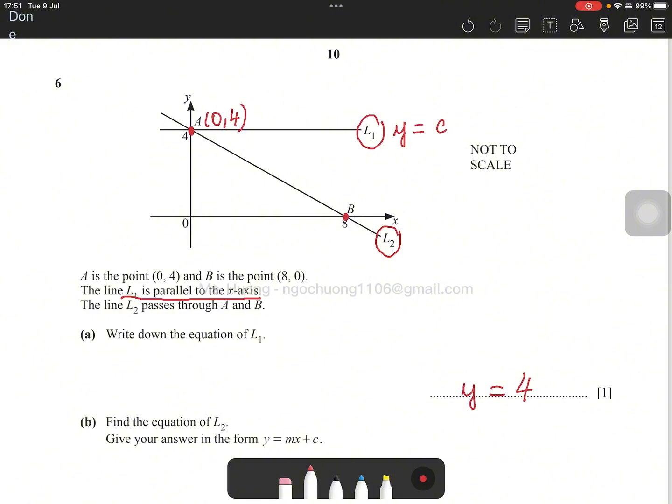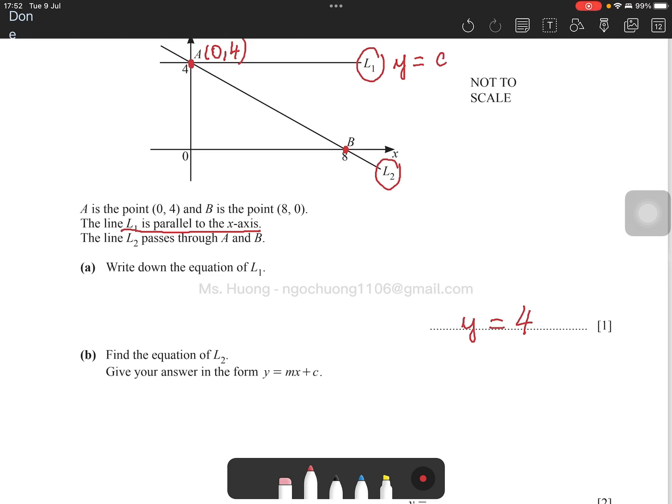Question B. Find the equation of L2. Give your answer in the form y equals mx plus c. In this case, you see that the line L2 passes through the points A and B. So to write down the equation of L2, we need two things. The first one is the gradient m. The gradient m is rise over run. And c is the y-intercept. So first, let's talk about the gradient. m is rise over run.